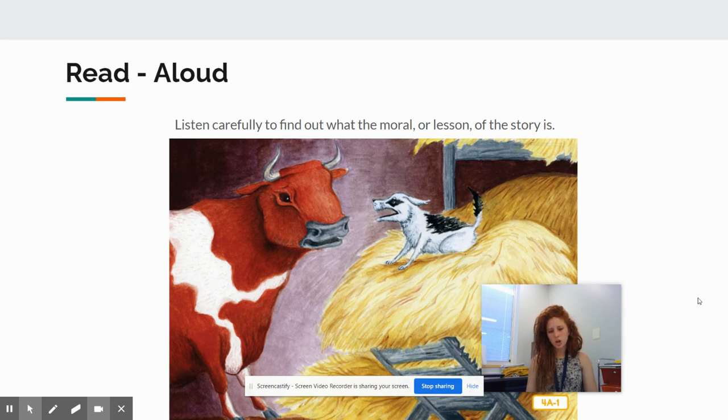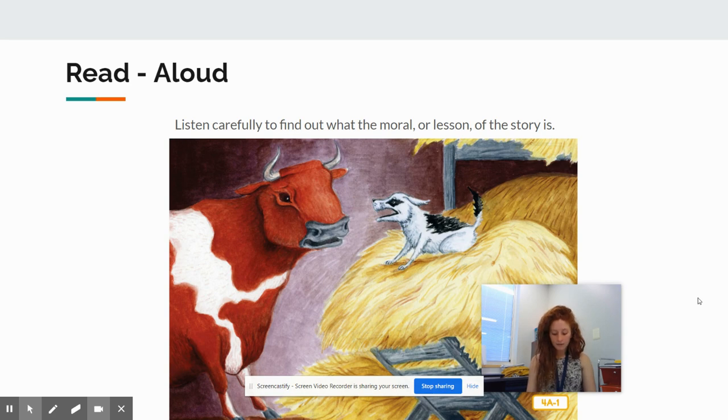Why do you think that the dog likes to nap in the barn? Listen to the first sentence again. Ready? There once was a dog who liked to nap on hot days in the cool barn. So the dog wants to sleep in there because it's cooler in the barn than it is outside.